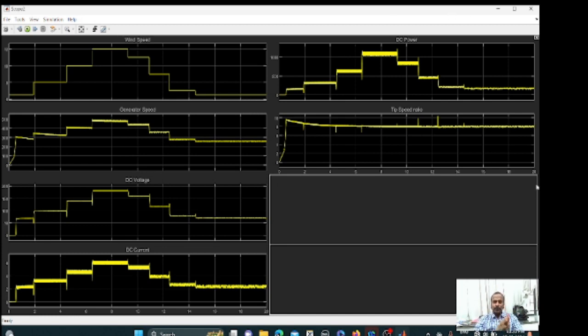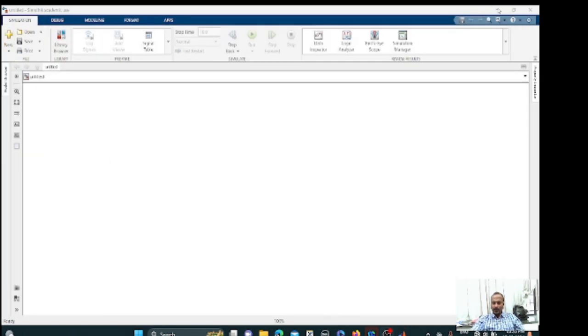This is applicable when the wind velocity is between the cut-in speed and the rated wind speed. So this much is the clear explanation of the tip speed ratio control of a wind turbine with a PMSG and a buck converter for a standalone system, not for a grid-connected system. It is for a standalone system.